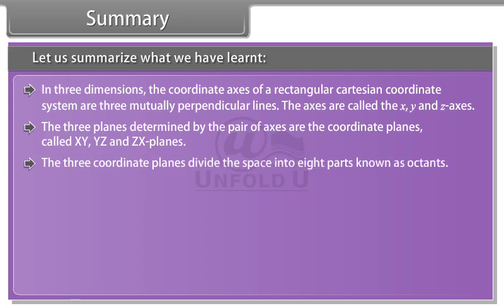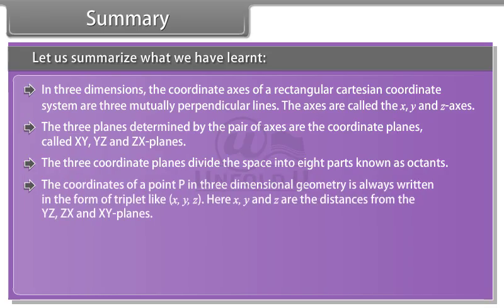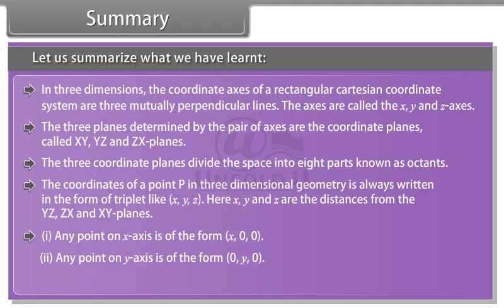The 3 coordinate planes divide the space into 8 parts known as octants. The coordinates of a point P in 3-dimensional geometry is always written in the form of a triplet like (x, y, z). Here, x, y and z are the distances from the yz, zx and xy planes. Any point on the x-axis is of the form (x, 0, 0). Any point on the y-axis is of the form (0, y, 0). Any point on the z-axis is of the form (0, 0, z).